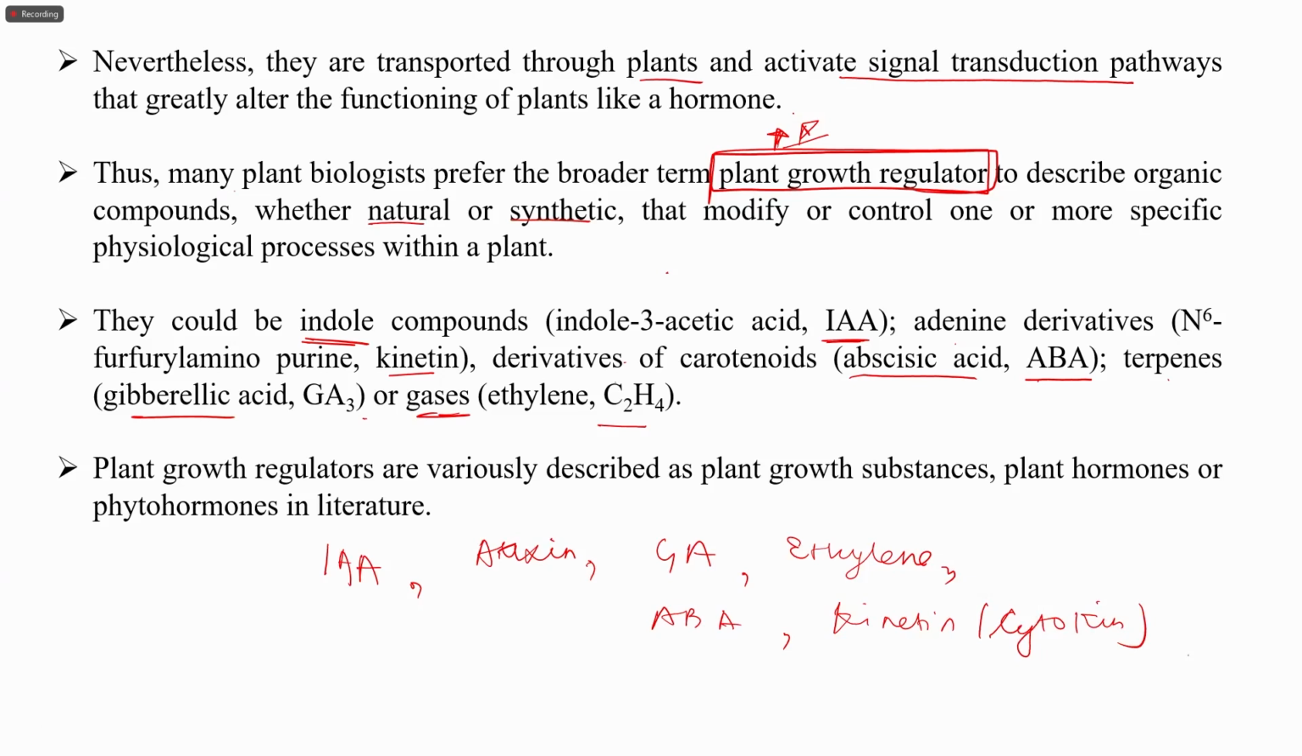So these are the different plant growth regulators which are present in the plants. And they are usually the indole compounds, for example, indole 3 acetic acid, or they are the adenine derivatives, that is N6 furfuryl aminopurine, kinetin, derivatives of carotenoids, abscisic acid, etc., terpenes, gibberellic acid, etc., or gases.